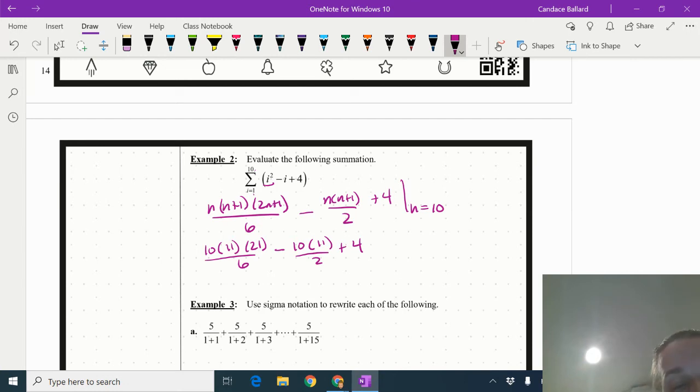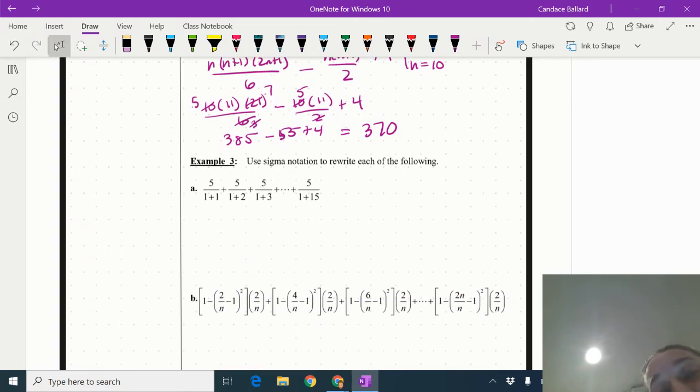Let's see, 6 goes into, what's 6, 2, and so I got 5 and 3 left over, right? 3 goes into 21 7 times. So we've got 5 times 11 times 7, which would be 385. 2 goes into 10 5 times, so minus 55 plus 4. So that summation ends up being 370.